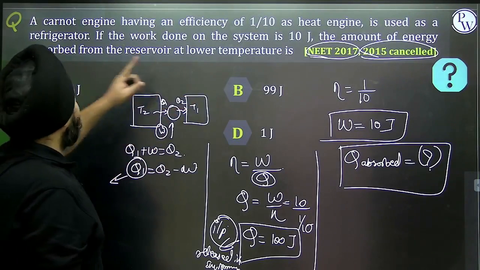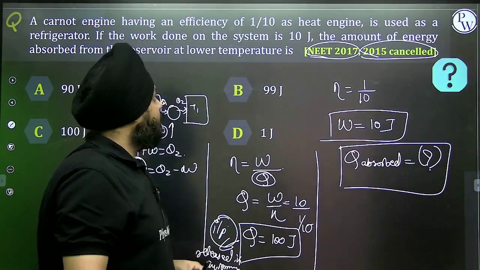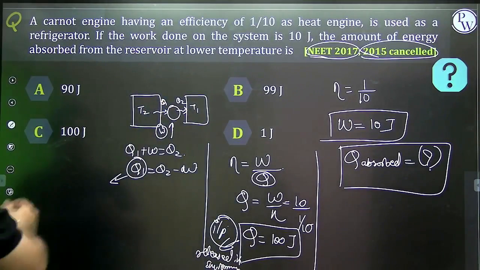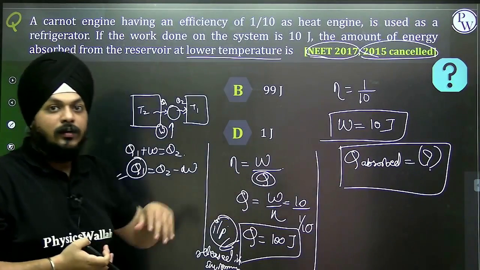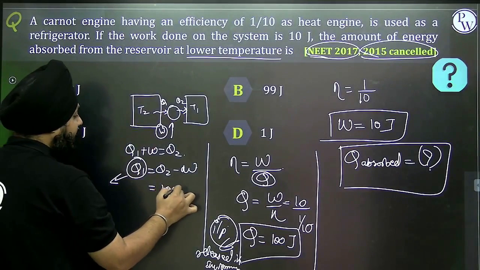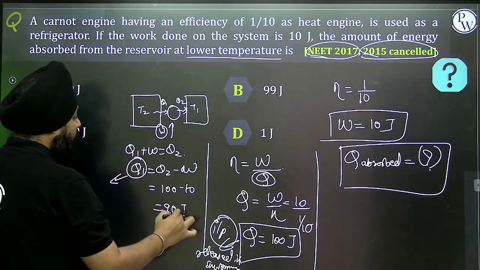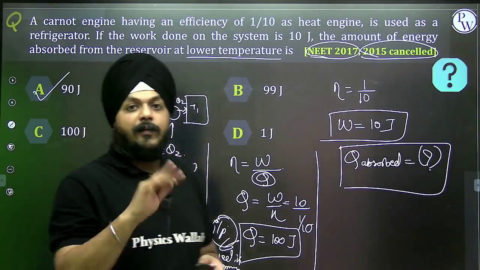What we need to calculate is the amount of energy that is absorbed from the reservoir at the lower temperature. It means how much energy is pumped out; we need to calculate Q1. So that is 100 minus 10. 90 joule is the perfect answer. One and the same formula, just used in a different way. That's it.